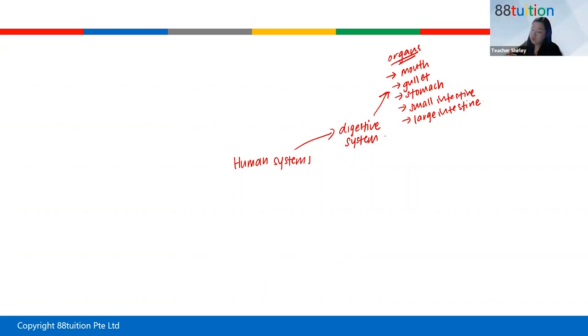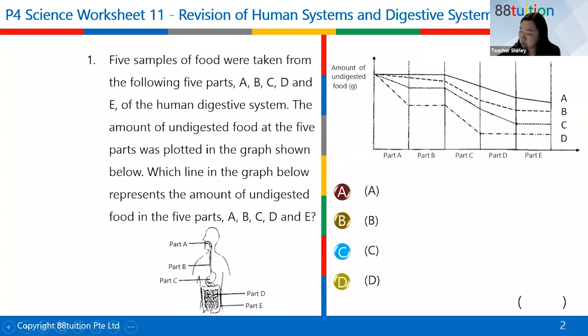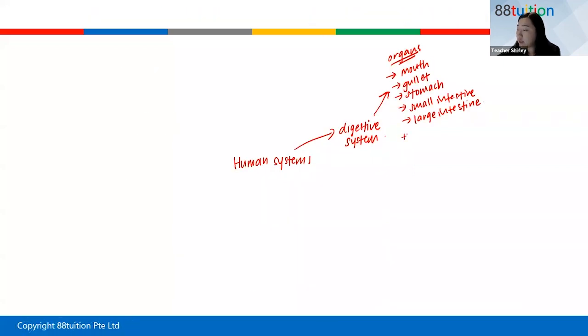Now the next thing that we need to know, just to highlight, is extra information that is not really in your syllabus. There are 2 other organs, which are your rectum and your anus. These 2 are not in your syllabus, but it's good to know, because you do need to know what the rectum does. The rectum basically holds the feces before it gets passed out through your anus. Not in syllabus, but good to know, yeah?